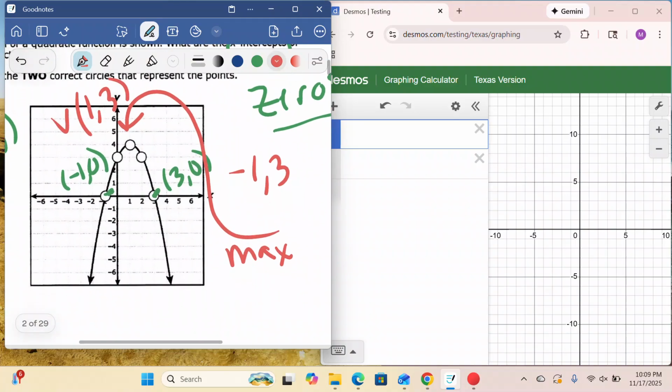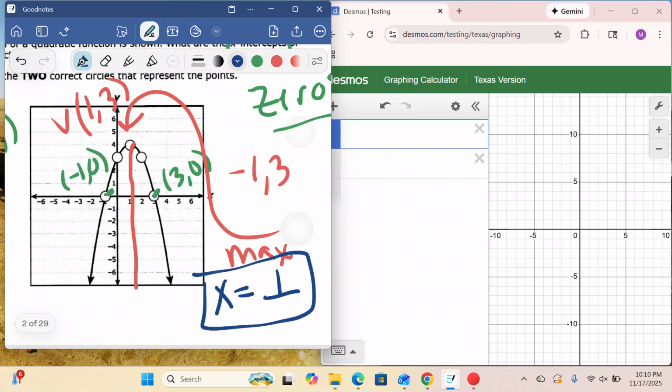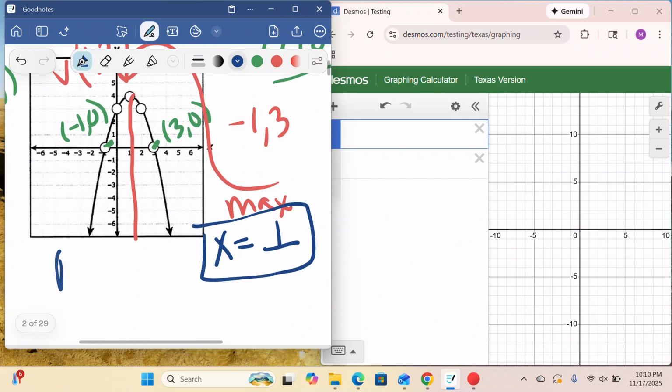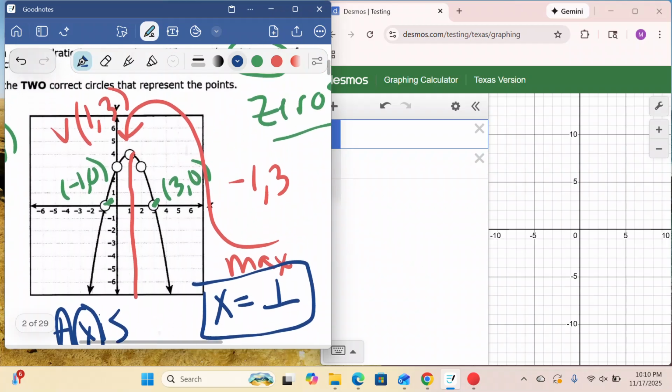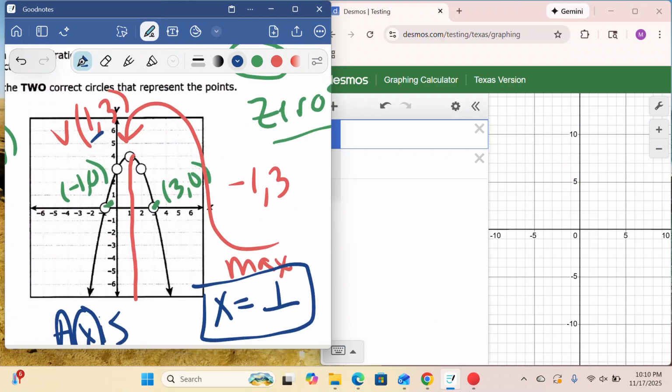If we want to know our axis of symmetry, this is a line that cuts your U shape in half. So our axis of symmetry is always x equals the x value of the vertex. The way we remember in class is we always look at the axis and circle the x, so x equals the x value of the vertex, and the x value of the vertex is of course 1.